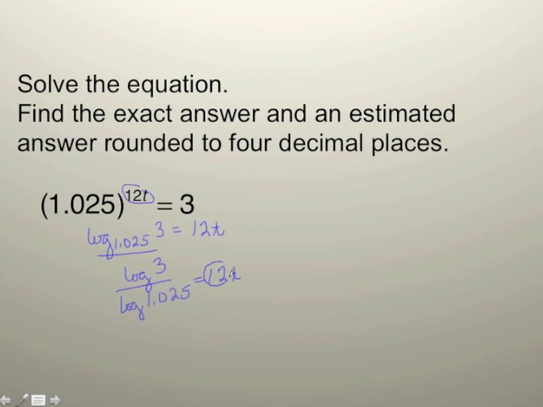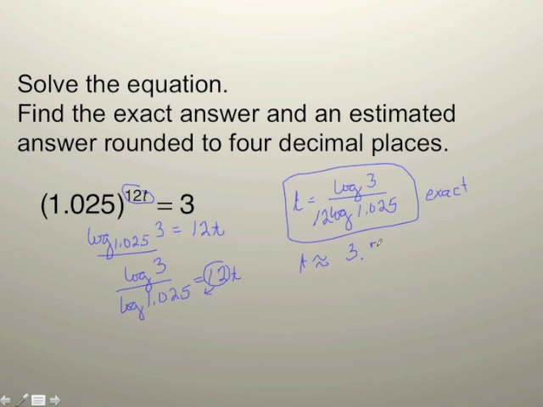Now I need to divide by the 12, and dividing goes in the denominator. So t will equal log of 3 over log of 1.025 with the 12 down here in the denominator. This is my exact answer. And my approximate answer, when I grab my calculator and do log of 3 divided by 12 times the log of 1.025, you will get 3.7076.